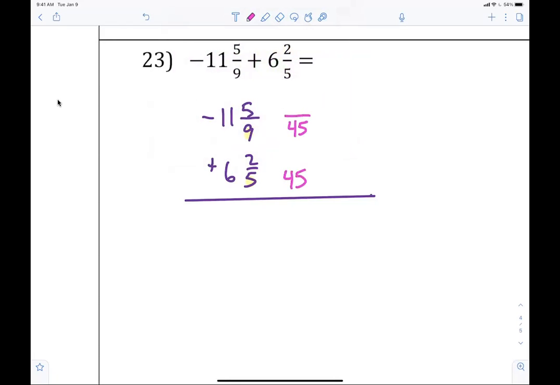So what am I multiplying the first one by? 5. Good. And the second one by? 9. Look, you got it now. Now, do we add them or subtract them? Subtract. What's 11 minus 6? 25 minus 18? 7.